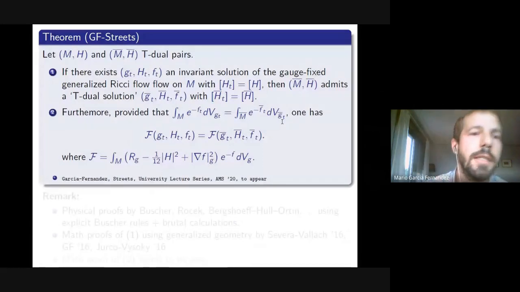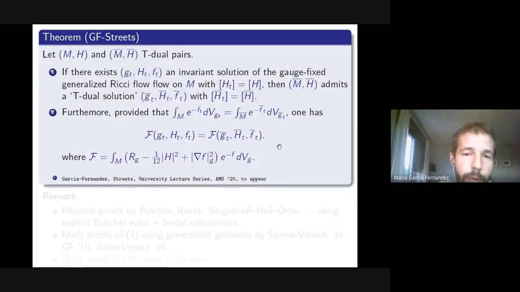So let (M, H) and (M bar, H bar) be T-dual pairs, so this is with the fibrations. Then if there exists an invariant solution of the gauge fixed generalized Ricci flow on M with this cohomology class, then (M bar, H bar) admits a T-dual solution with the corresponding cohomology class in the T-dual. Okay, this has been proved by several people, and I'm going to comment on that in a minute.